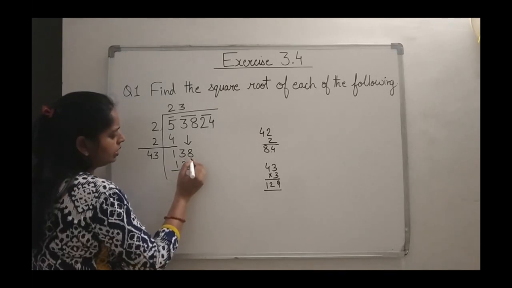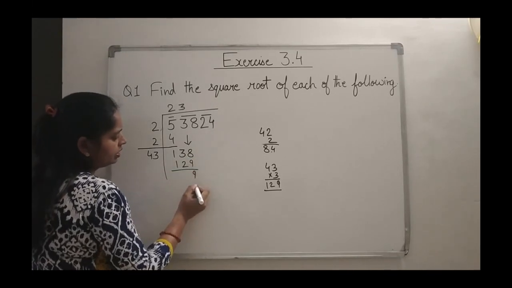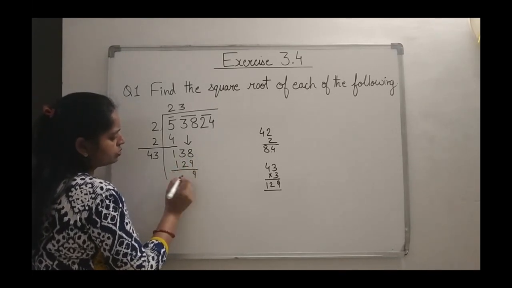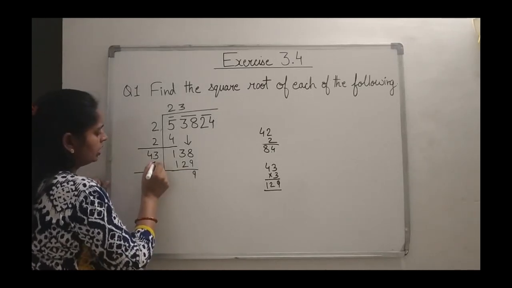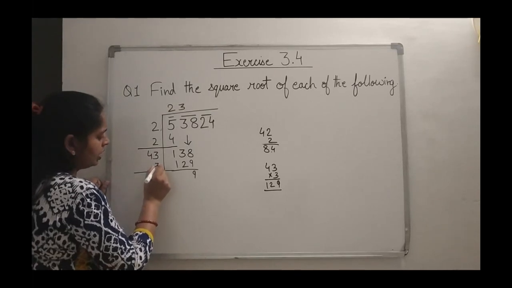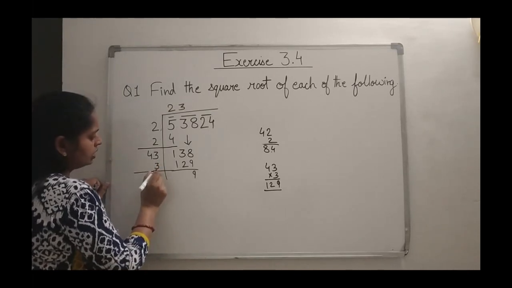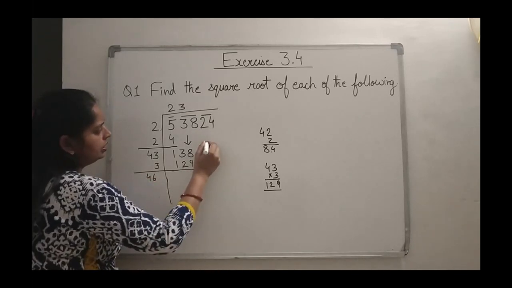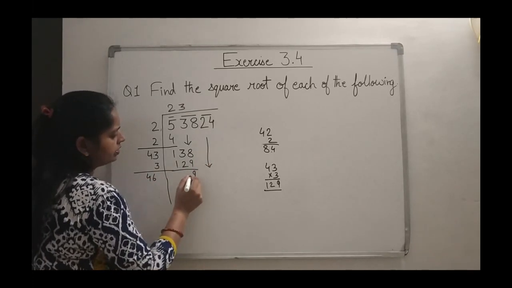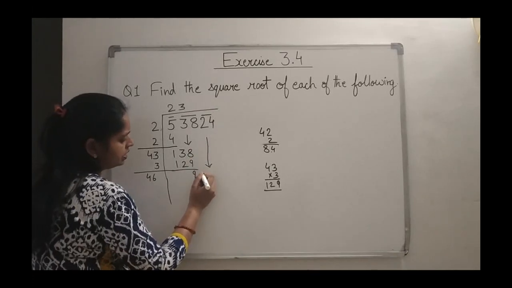129. So 18 minus 9 is 9, and then 2 minus 2 is 0, right? Then here what we have to do? Again 3 entry we have done, so we have to add that digit. So 43 plus 3 will give you how much? 46. And here the next pair will come down, because we have done with the subtraction. So after that new pair will come down.